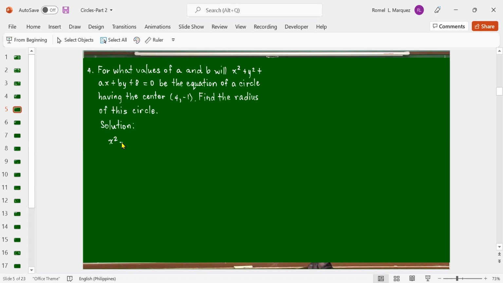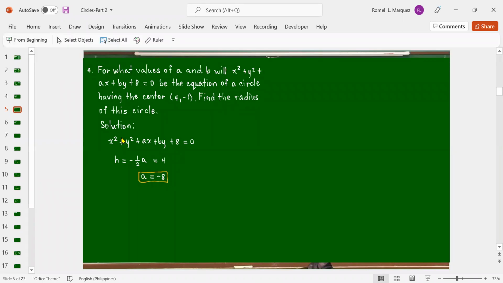From the equation of the circle, we have x squared plus y squared plus ax plus by plus 8 equal to 0. Let us reduce this to center-radius form. Let us get the center of this. Remember our formula. If you do not want to reduce this to center-radius form, we say that h is equal to negative 1/2 of the coefficient of x. So that is a. Okay? But we're given the center and its h is given by 4. Therefore, a is equal to negative 8. Okay? So this is the value of a.